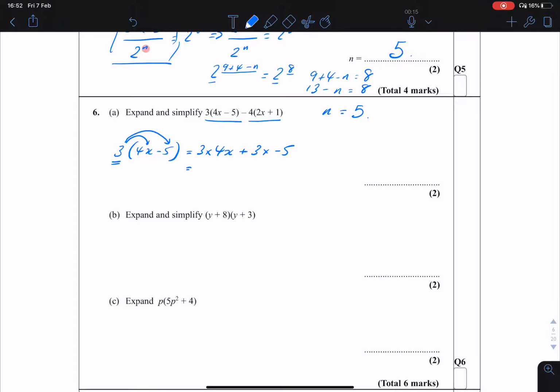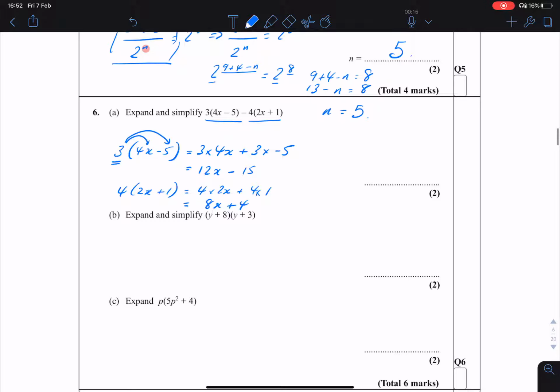And that is 3 times 4x is 12x plus, it's not going to be plus though, is it? Because 3 times negative 5 is minus 15. Okay, well, that's the first one. And then I've got 4 times 2x plus 1, using the same way. That's 4 times 2x plus 4 times 1, which is 8x plus 4.